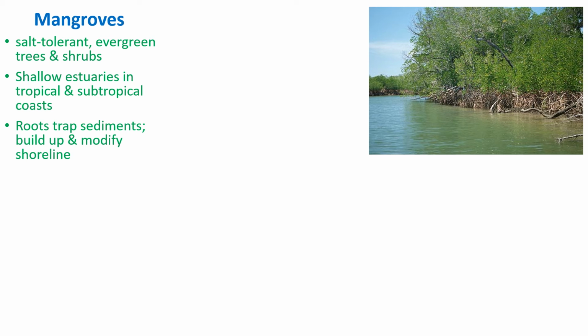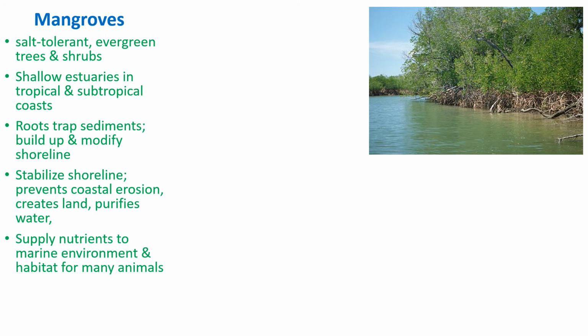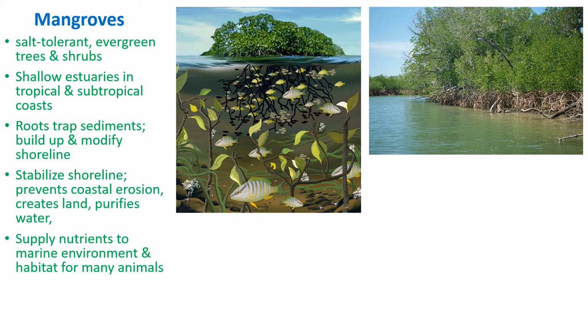The mangroves actually have a very unique root system. As you can see in the image, it has a very dense, large root system that traps sediments and traps organic matter flowing from the land towards the ocean, and builds up and develops a shoreline.